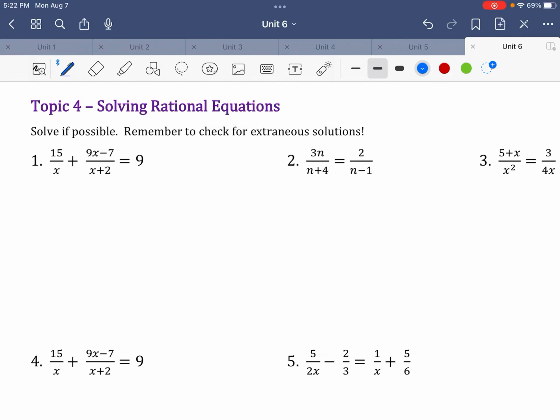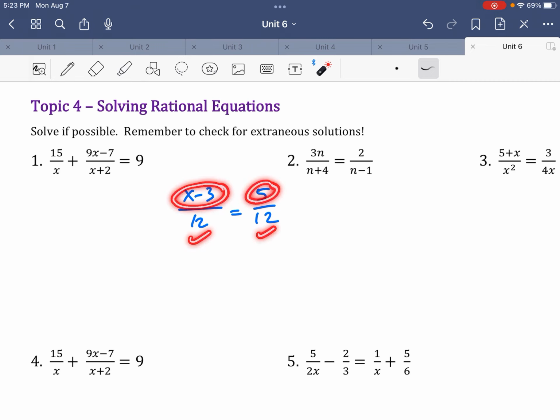All right, solving rational equations. So when you're solving an equation, I want you to think of this. If you had something like x minus 3 over 12 equals 5 over 12, you would automatically know that since the denominators match, x minus 3 has to equal 5. So you could just forget about the denominator and say x minus 3 equals 5, so x equals 8. Oh, okay, I'm done.